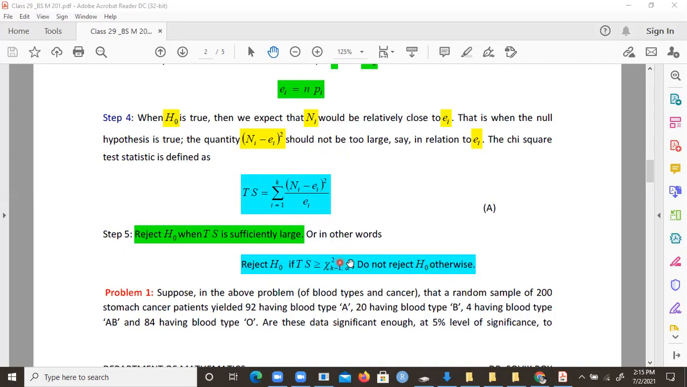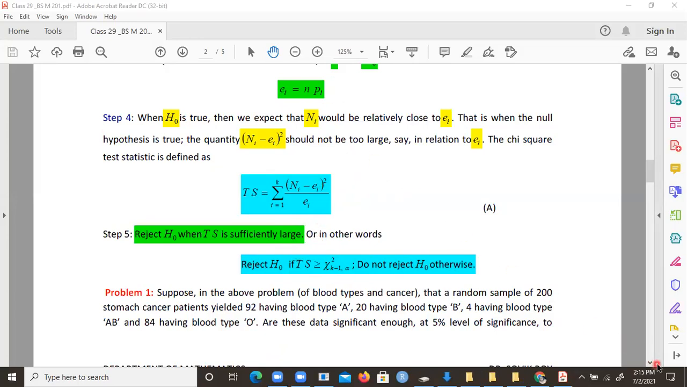You just see a semicolon type of thing over there, so this is the sentence; you just don't mix it up. We are going to reject when TS is greater than the tabulated value. We are going to accept when TS is less than the tabulated value. So these are the steps that we are going to use for the chi-square statistic.